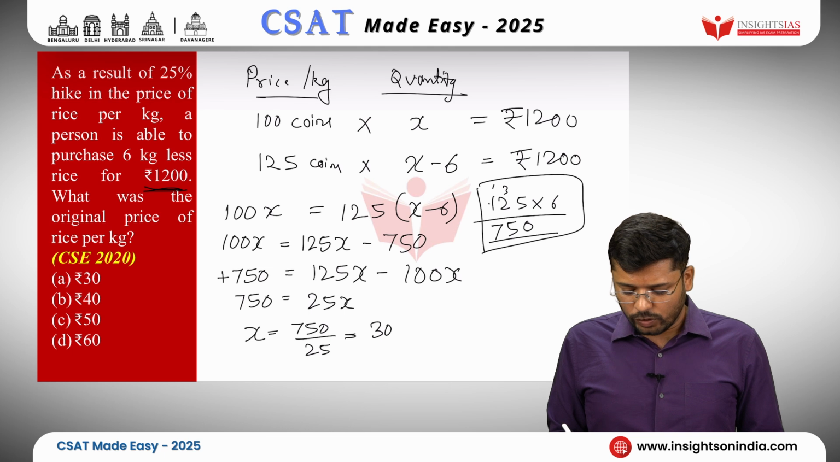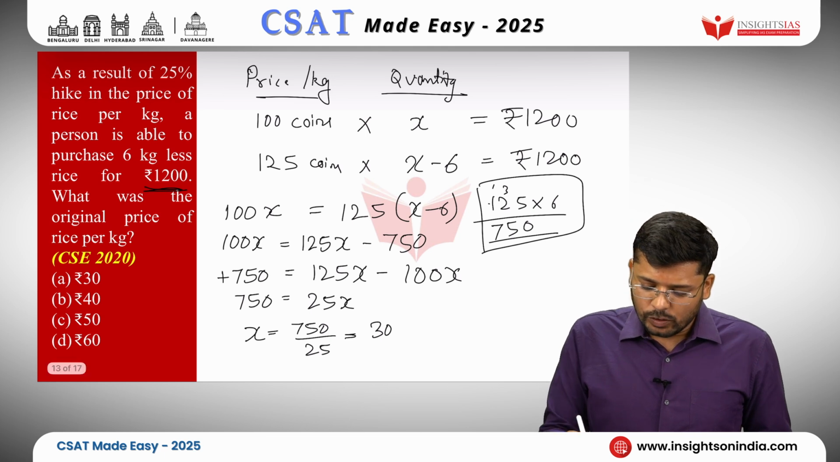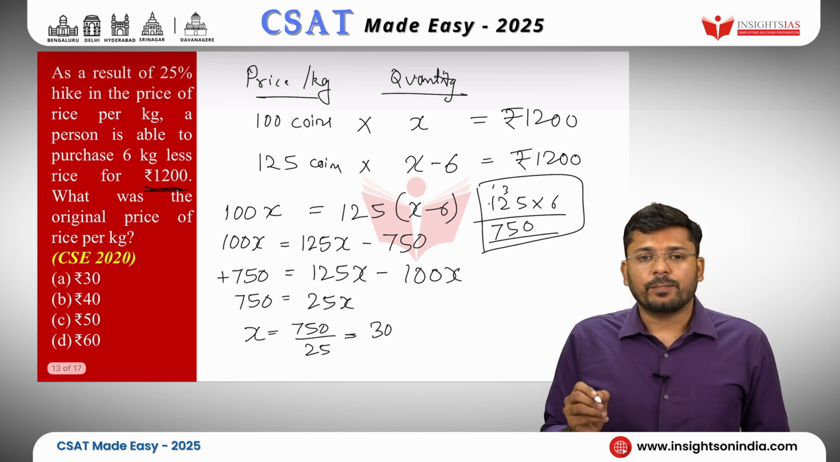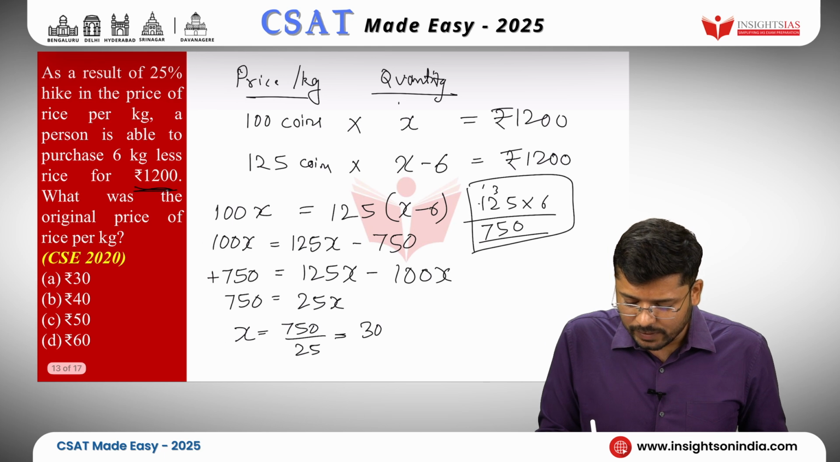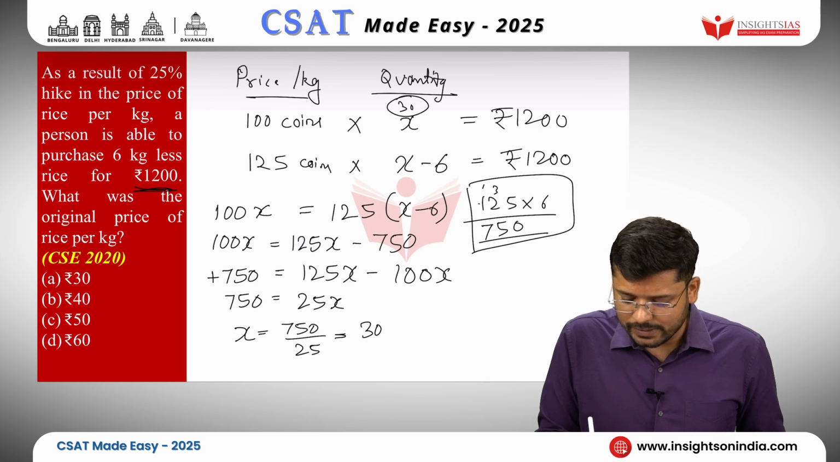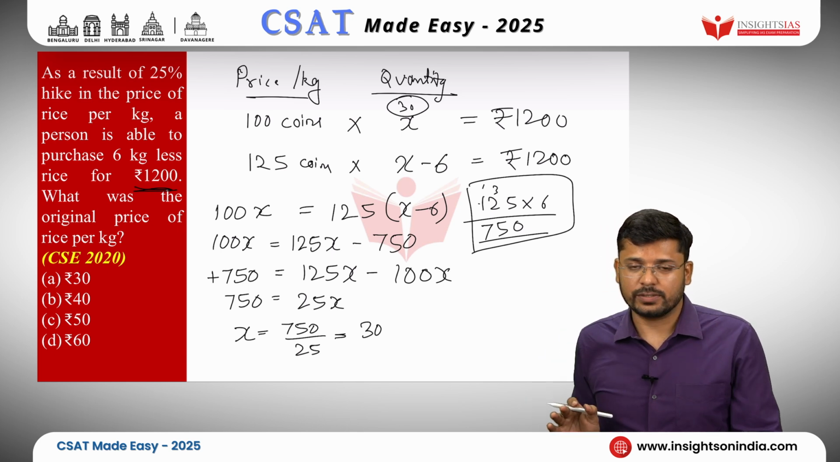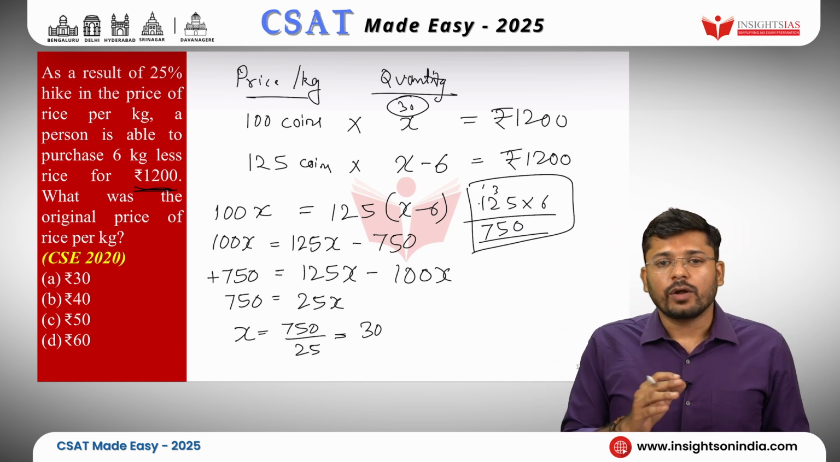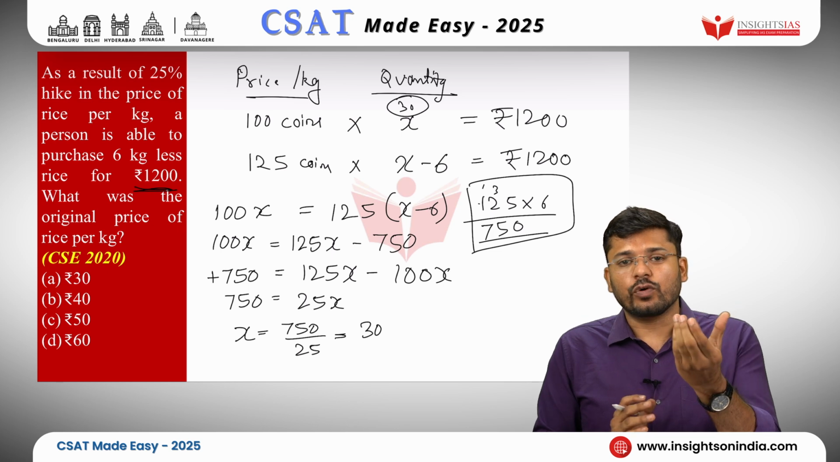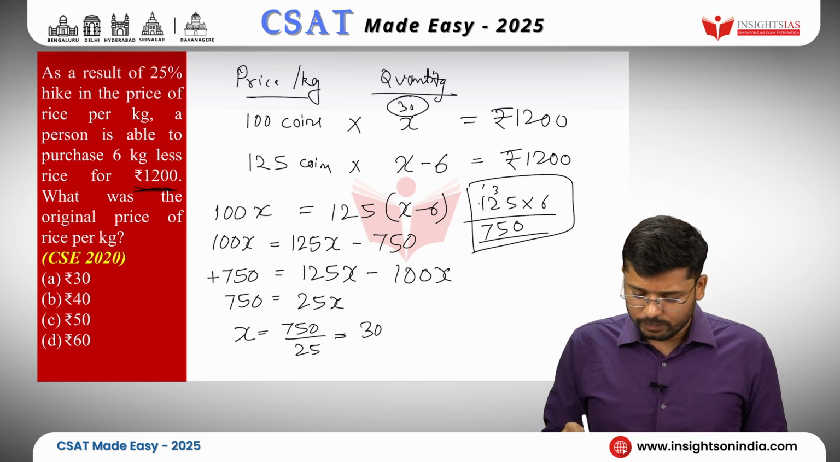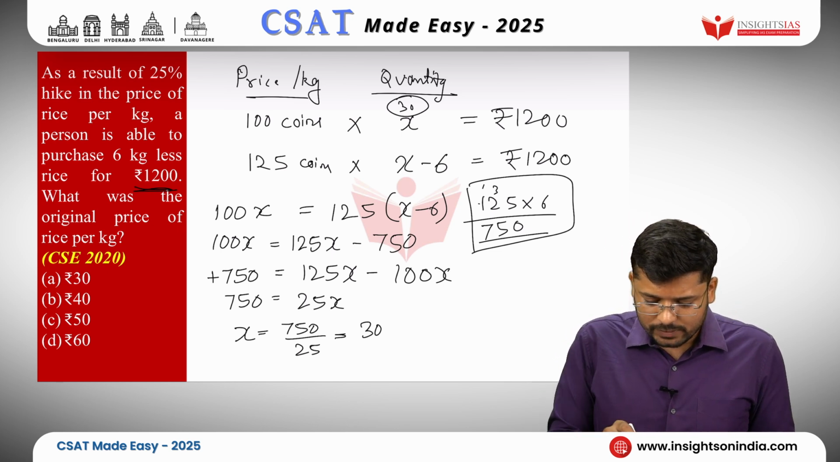And what is this 30? Earlier that person was getting 30 kg, so x is 30, right? 30 kg of rice for 100 coins. Now we can find what the value of 100 coins is. How? I will wipe this.